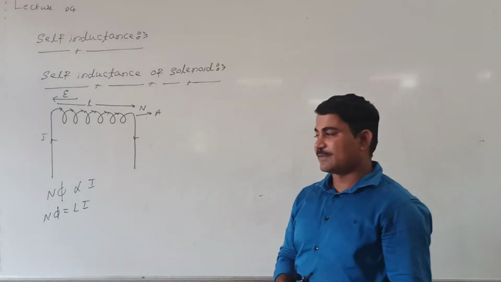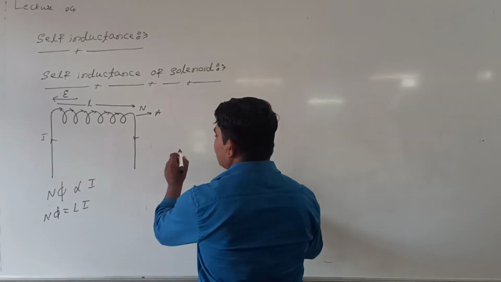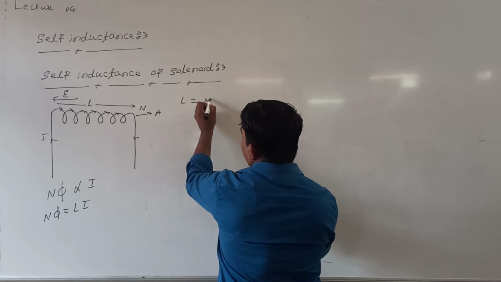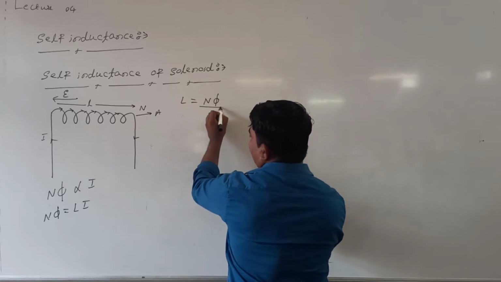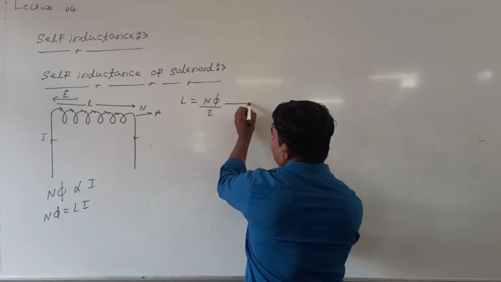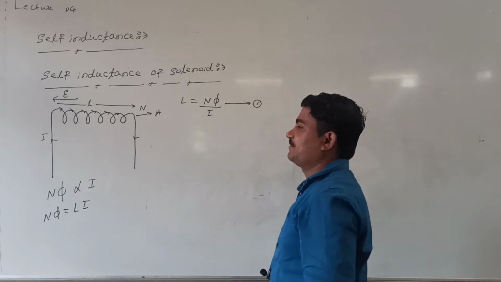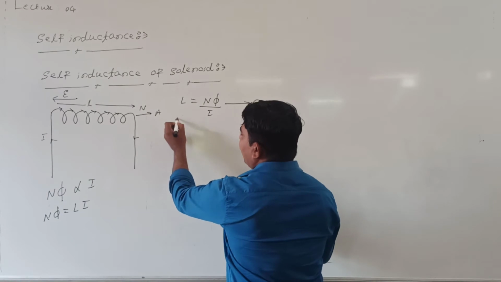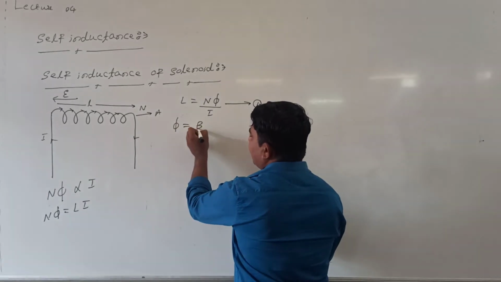Then again from this, what do you observe? What is self-inductance L? L is equal to N into phi divided by I. I call this equation number 1. But we know the flux formula. What is the flux? Flux is equal to what value? Magnetic field into area.